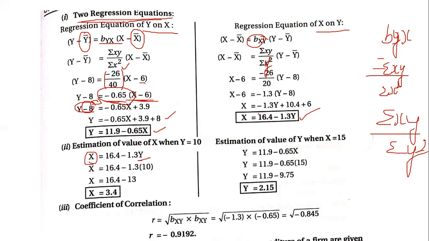So we have to find the value of x when y is equal to 10. In that place we have to take x on y. In the place of y, substitute 10 and you'll get the value of x, which is 3.4. In the other case, you have to estimate the value of y when x is 15. So take this equation, y on x: 11.9 minus 0.65 into x. In the place of x, substitute 15 and simplify, and you get the value of y. Okay, so this is the second question.